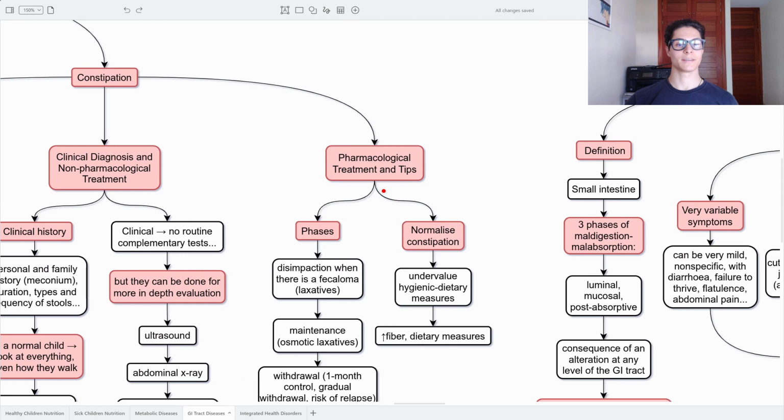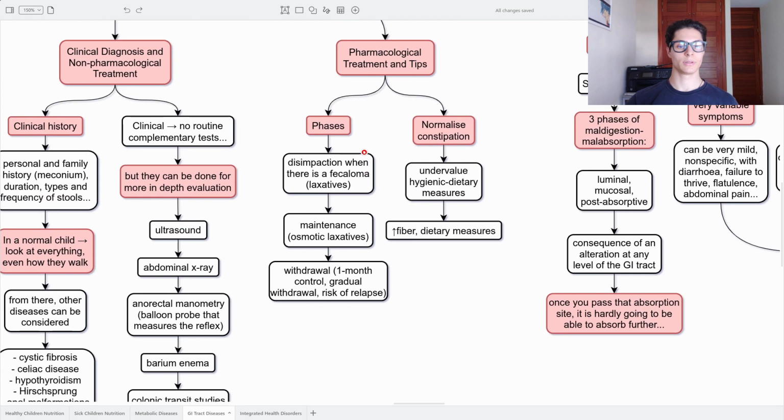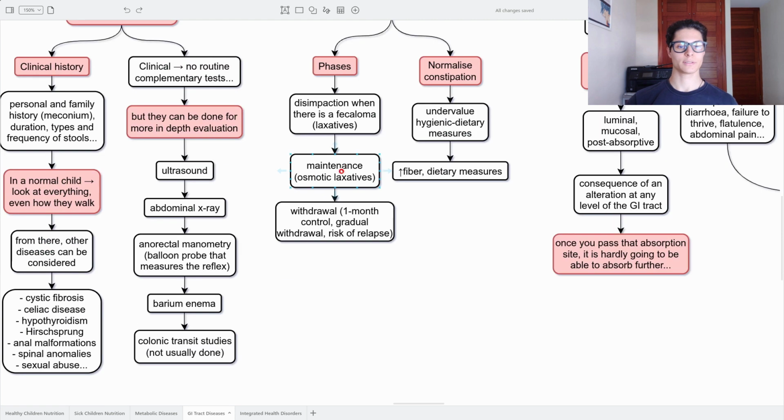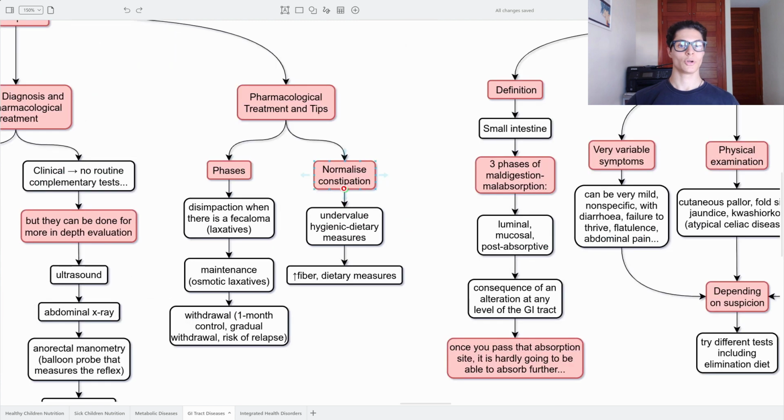Pharmacological treatment, on the other hand, depends on the phases. We will use laxatives, for example, when a disimpaction is needed, when there is a fecaloma. For maintenance, we use osmotic laxatives, and we have to take into account withdrawal. So, 1 month of control, gradual withdrawal, and risk of relapse. Normalizing the constipation is the goal, of course. And to do that, we can take a look at the diet. So implementing dietary measures such as increasing fiber and maybe removing processed food can help us regain that normal motility.